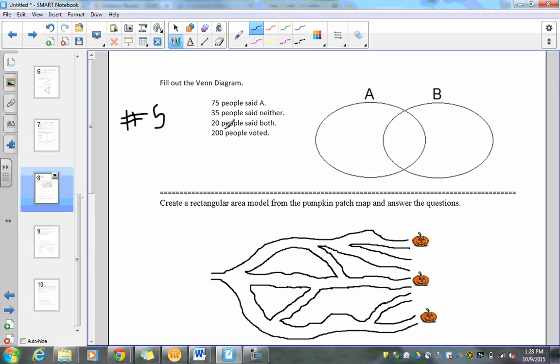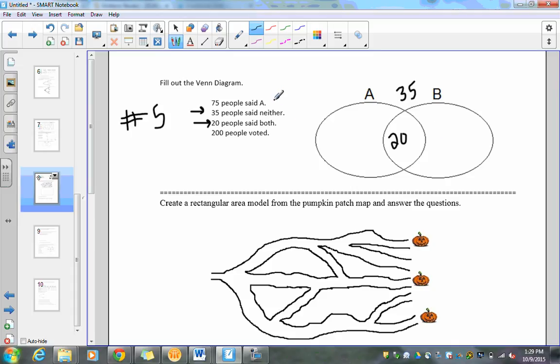Alright, next one it says 75 people said A, 35 people said neither, 20 people said both, and then 200 people voted. Now, what's going to really drive the filling out of the Venn diagram is the both as well as the neither. So 20 people said both, so it'll go into our middle part here, and 35 people said neither.